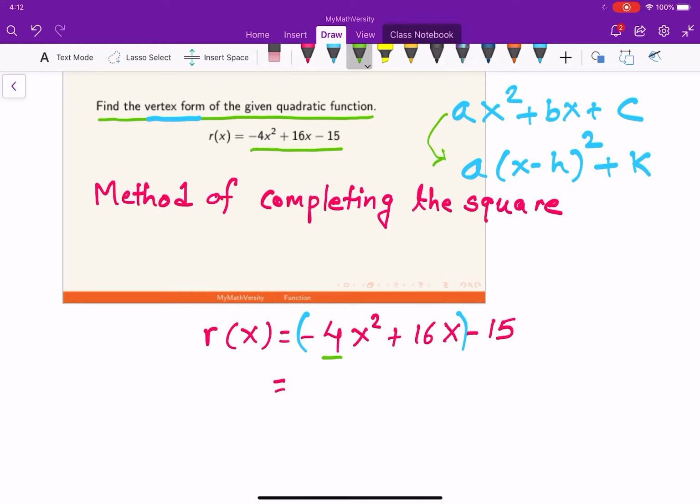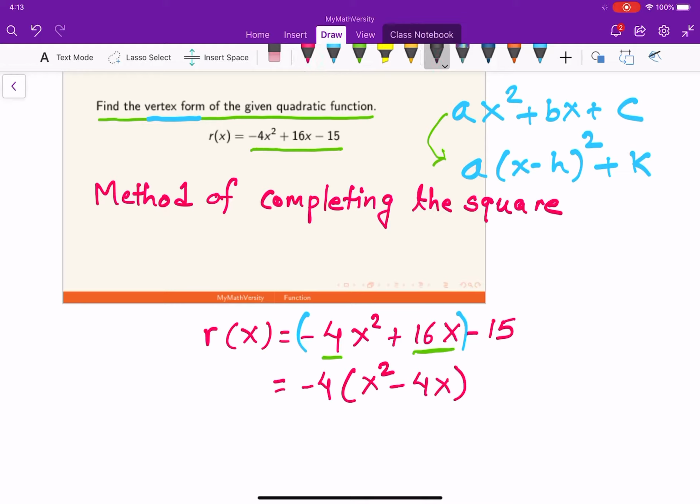How can I do that? Well, if I take negative 4 out as a common factor, then the remainder on the first term will be just x squared, which means the coefficient of x squared inside the parenthesis will be just 1. That is good. But how can I take negative 4 out from the variable term 16x? If I take negative 4 out from 16, what will be the remainder? If I write negative 4x as the remainder, do you think that is correct?